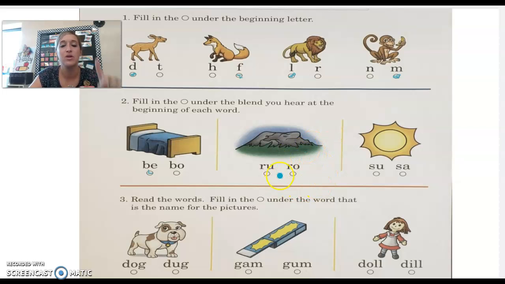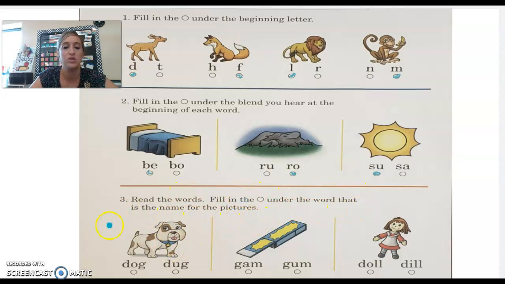This is a picture of a rock. So at the beginning we hear ro. So we need to find the blend that says ro. Good, right here. Next, we have a picture of a sun. Sun. So we need to find the blend that says su. Right here. Good.